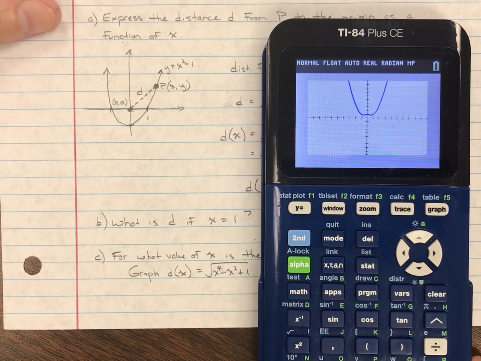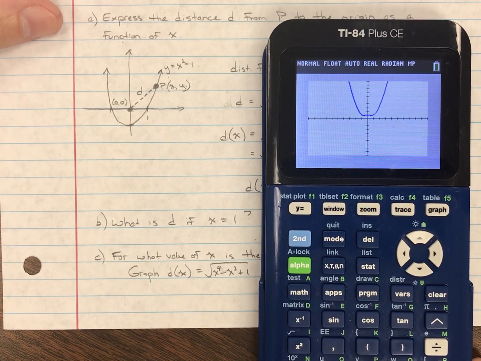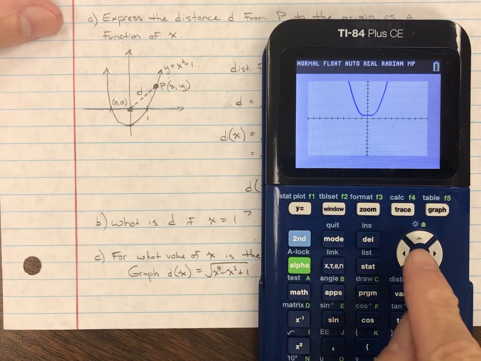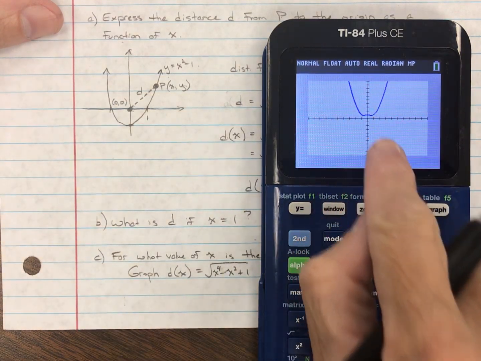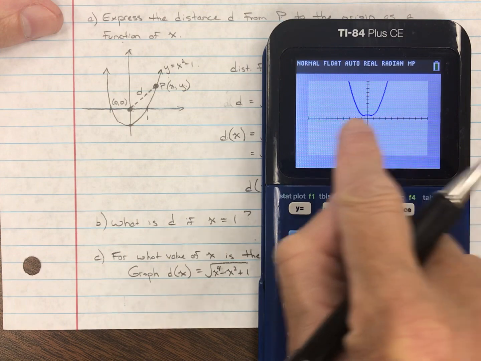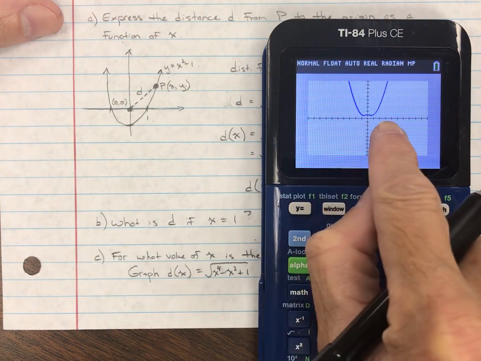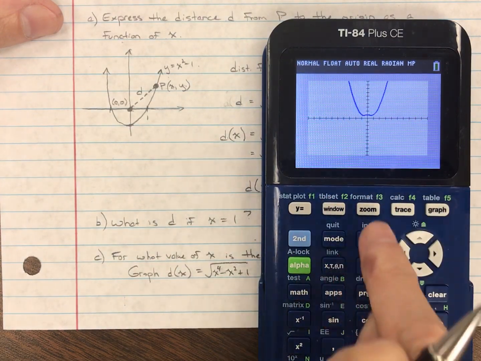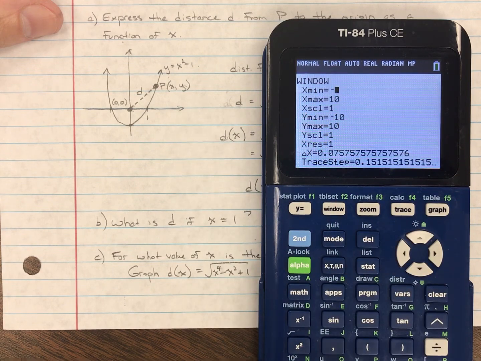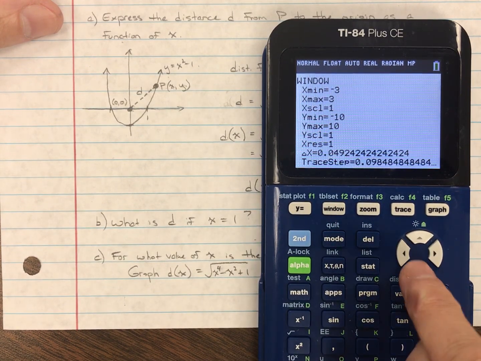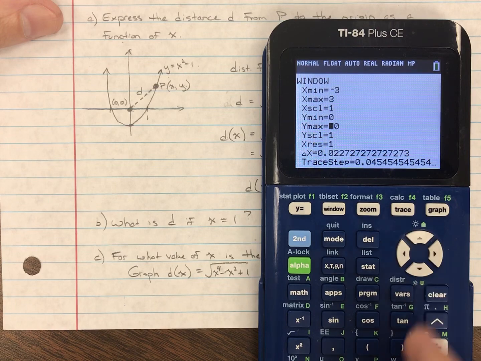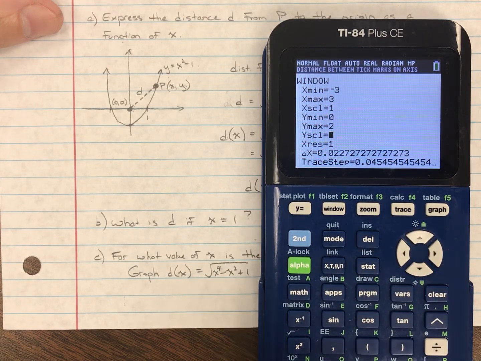Now we know what the minimum is. The minimum is a low point in the graph. So let's take a look here. I want to zoom in a little bit. I know that I'm going to come in between, let's go between -3 and 3 and 0 and 2. So window from -3 to 3 and from 0 to 2. Let's zoom in on that one.